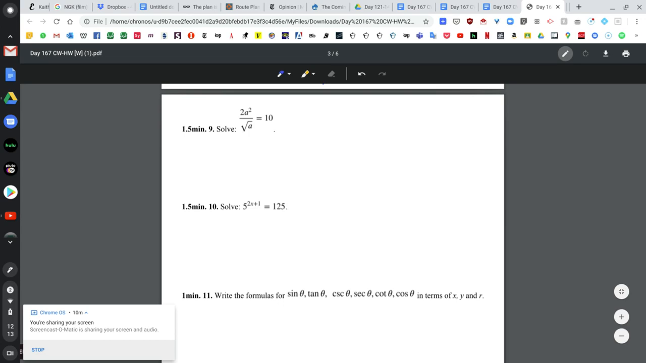You can pause the video, attempt it yourselves. So what can I do very first step? I can do two things. First, I can get rid of that 2, okay? So I can multiply by 1/2.